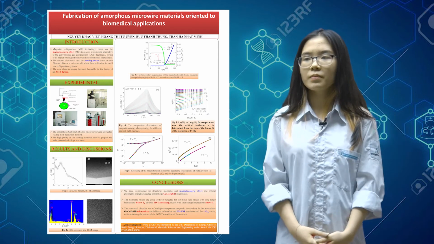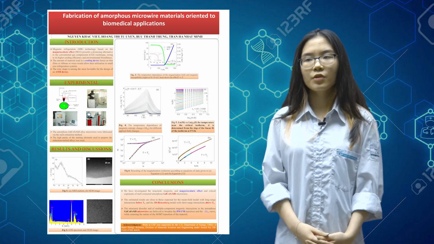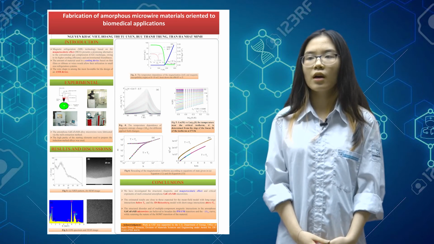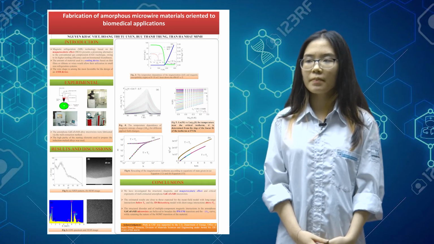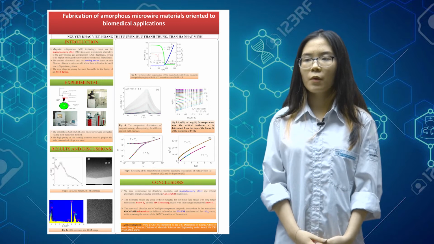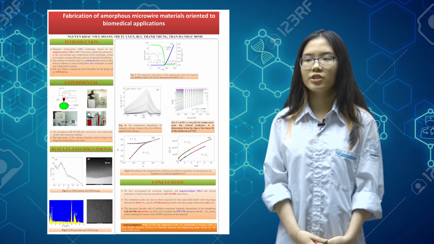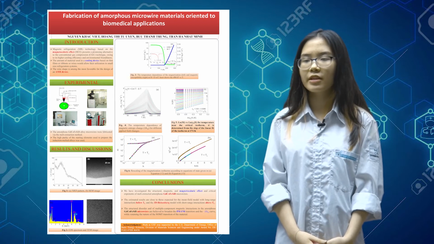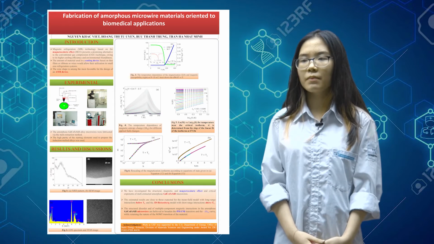Now we move to the main part of our presentation, results and discussion. The structural properties of the microwires have been characterized by XRD, EDS, SEM, and TEM, and are shown in figures 1 and 2. From figure 1, we note that the XRD pattern of the microwires was measured from 10 degrees to 70 degrees. The crystalline structure of these samples is amorphous.